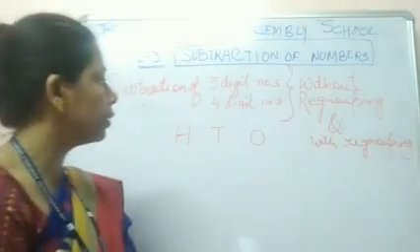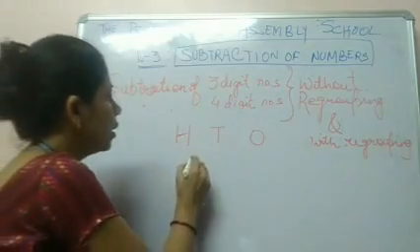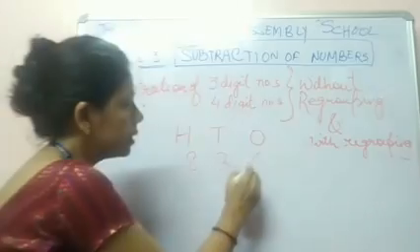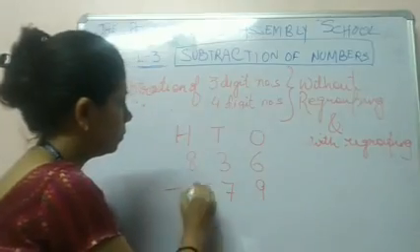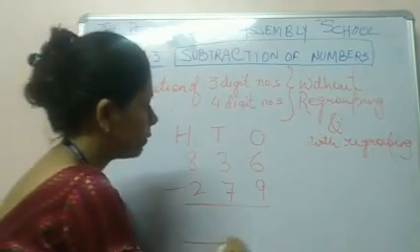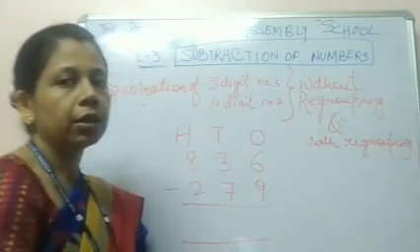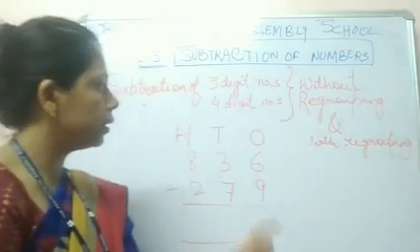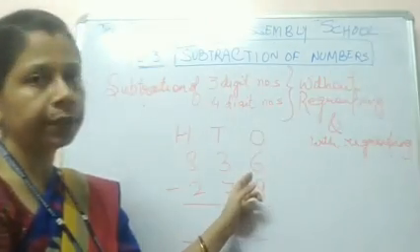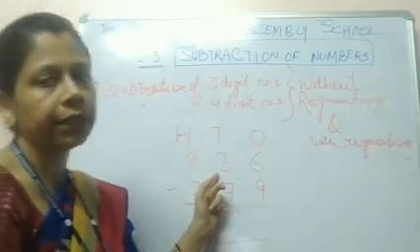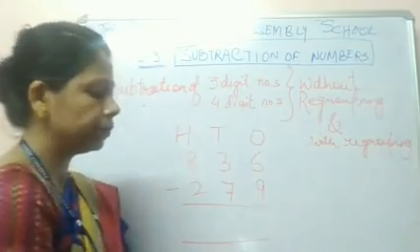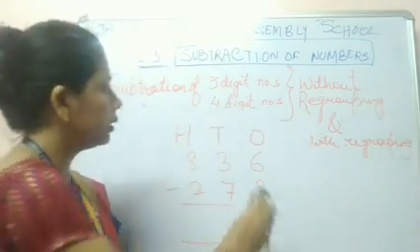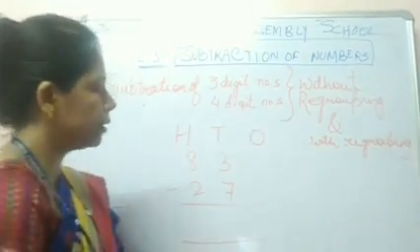I hope students you are understanding. Okay, let us take one more example. 836 minus 279. Here, regrouping will be done twice, over in the ones place also and over in the tens place also. Let us take another example because the numbers are becoming same.